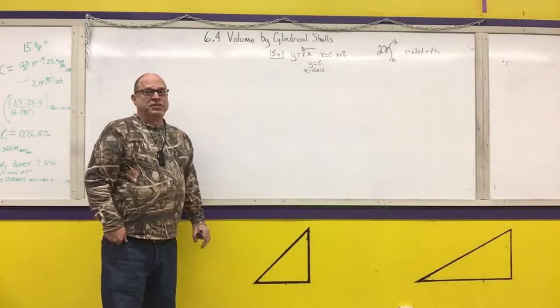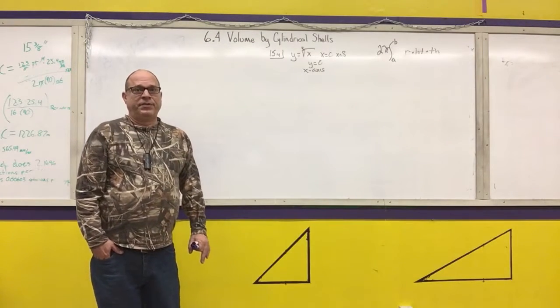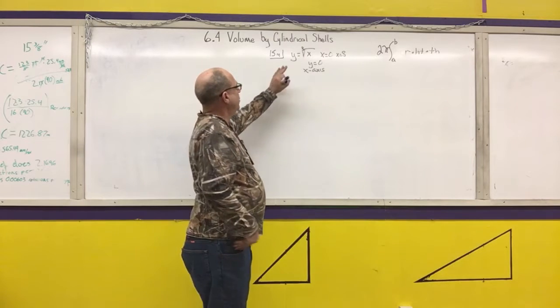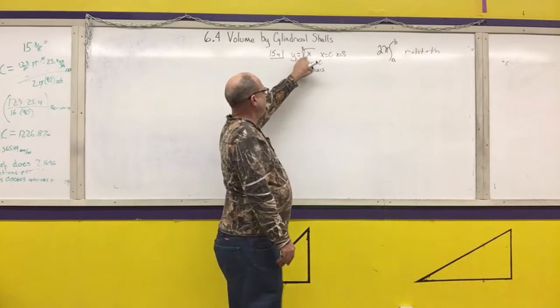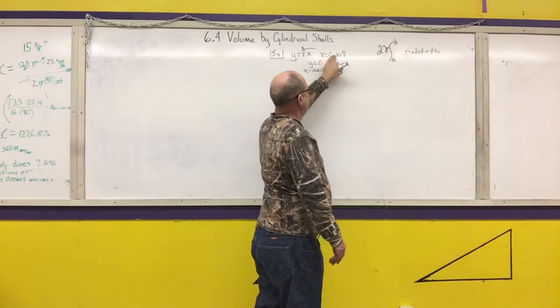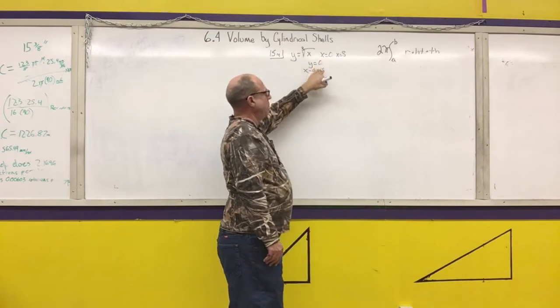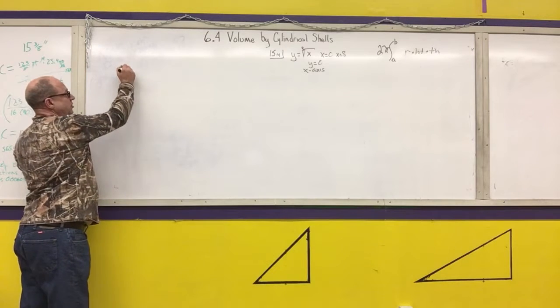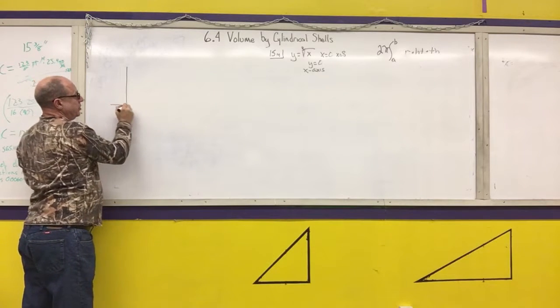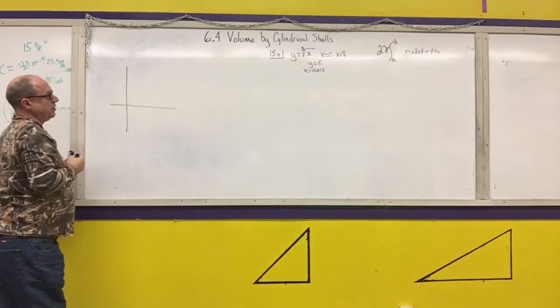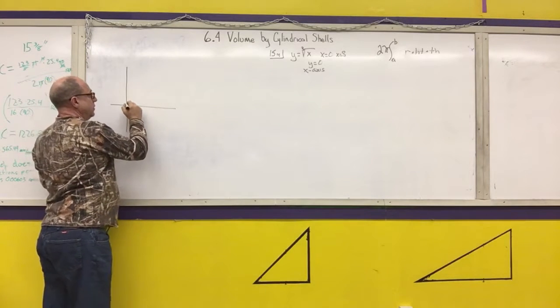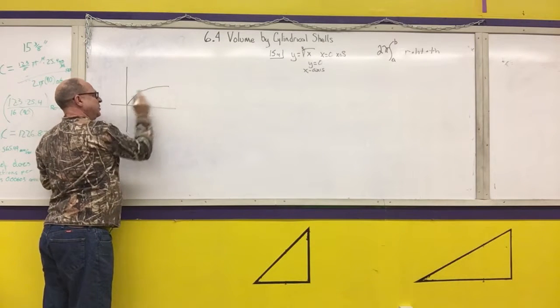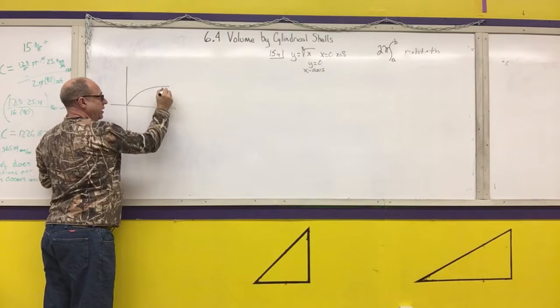The next problem I'm going to do is a modification of problem number 15. I'm going to do the region bounded by the cube root of x, y equals 0, x equals 8, rotated about the x-axis. The reason why I'm doing this one is to show you that I can use either the shell method or the disk/washer method for this one. So the cube root of x between 0 and 8 would look like this.